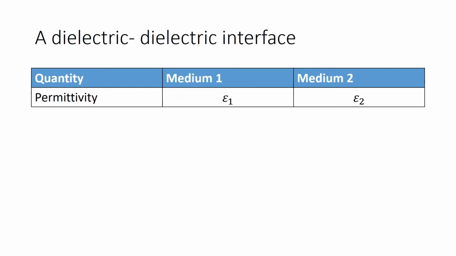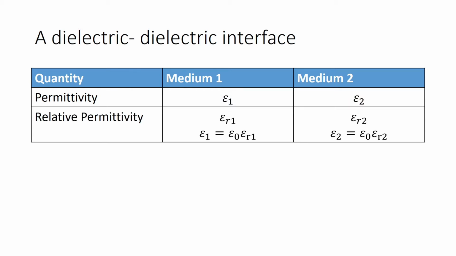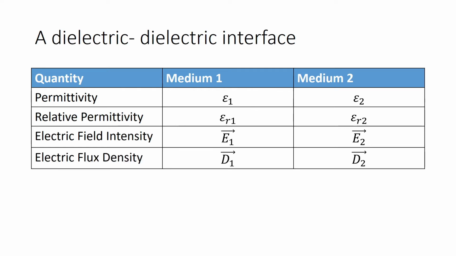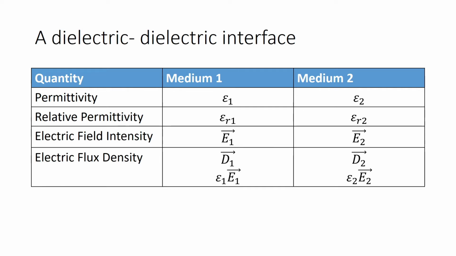If I am discussing the dielectric interface, for medium 1 the permittivity is epsilon 1 and the permittivity of medium 2 is epsilon 2. So the relative permittivities epsilon r1 and epsilon r2 are given by epsilon 1 by epsilon naught and epsilon 2 by epsilon naught respectively. The electric field intensities are E1 bar and E2 bar. The electric flux densities are D1 bar and D2 bar. The relationship is D1 bar equals epsilon 1 E1 bar and D2 bar equals epsilon 2 E2 bar.